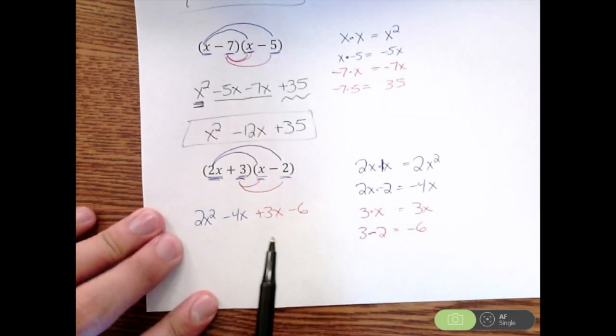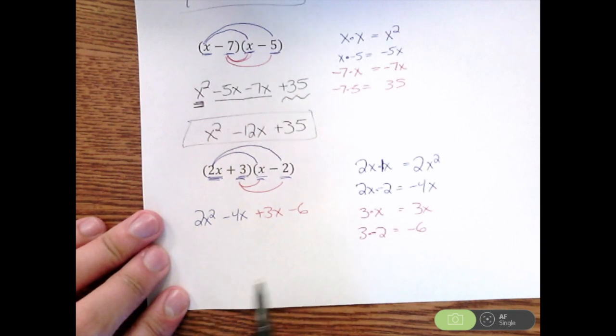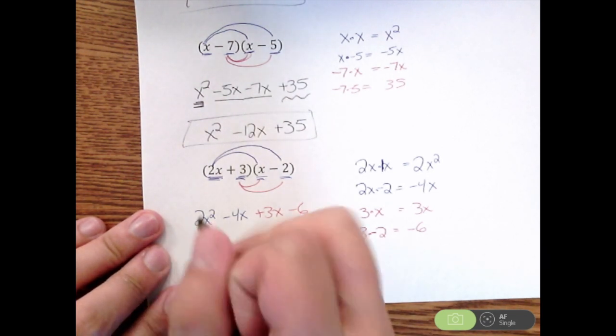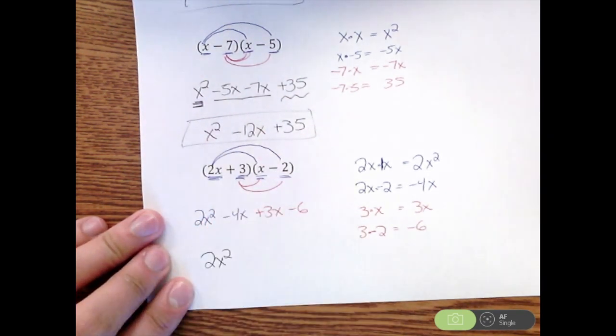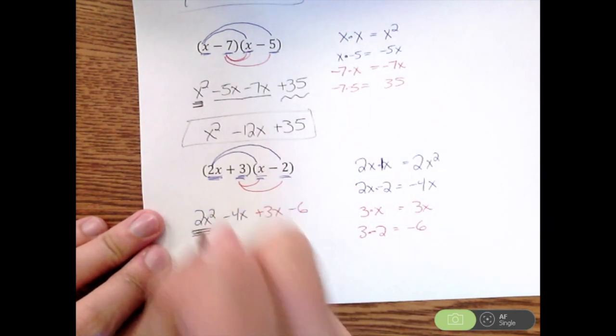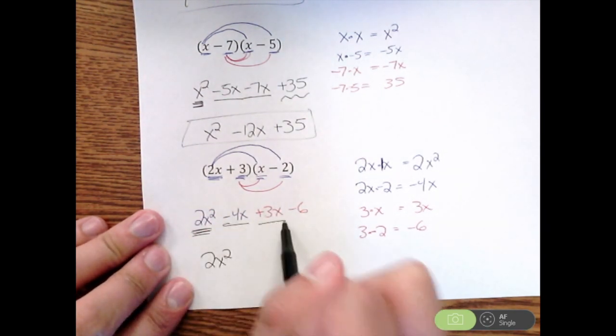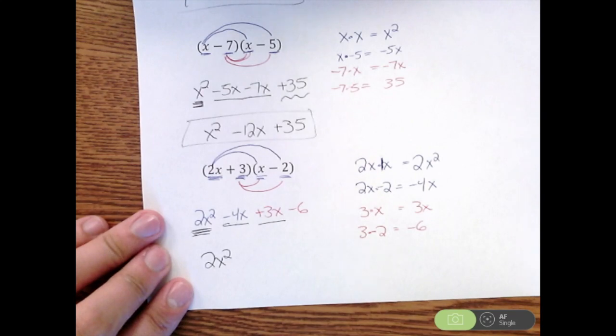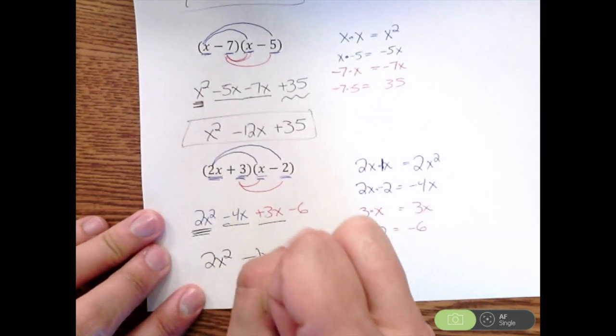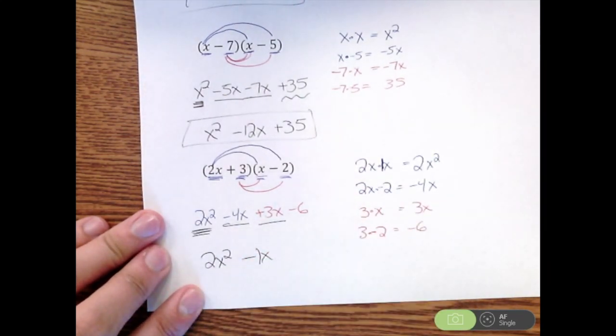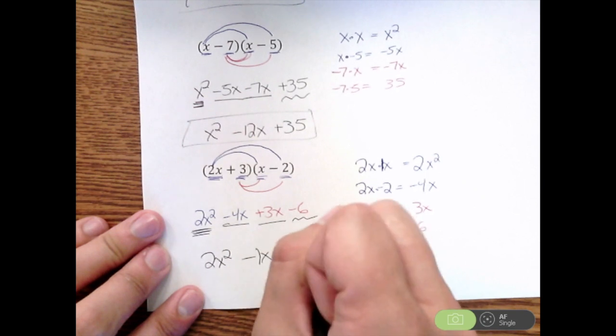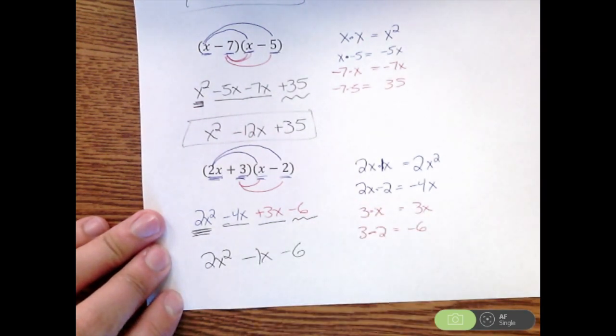Only thing left to do is combine like terms. Start with the x squared, work to the x's, work your way down. So I have 2x squared, so 2x squared. Had no other x squareds there. I have a negative 4x plus 3x. Negative 4x plus 3x is negative 1x. Then I have this negative 6 here, which I'm going to bring on down, negative 6.